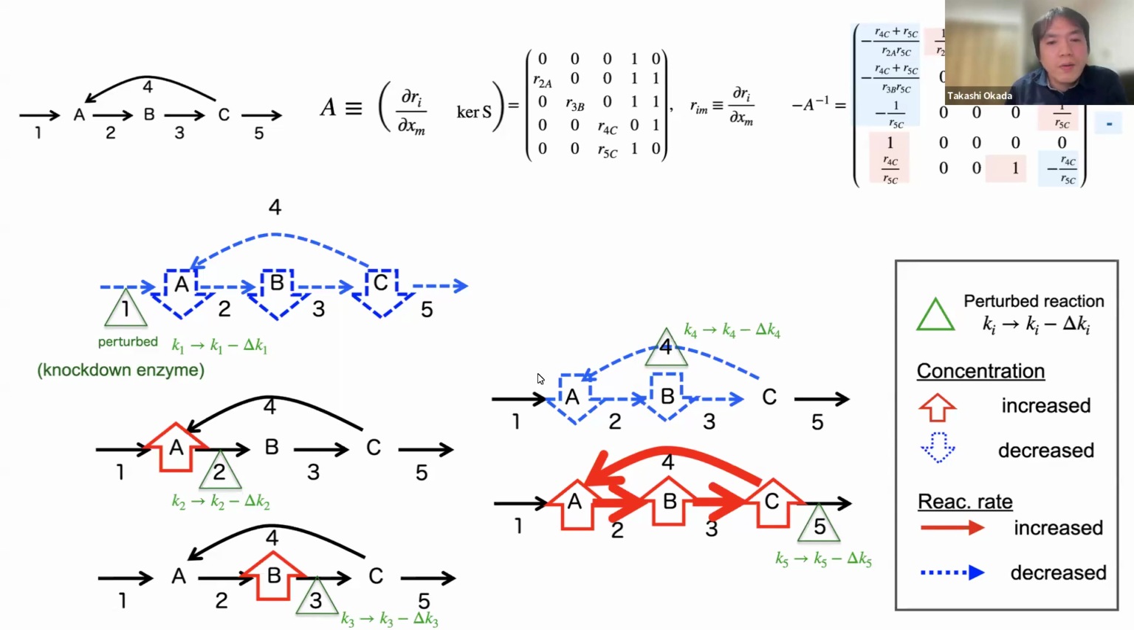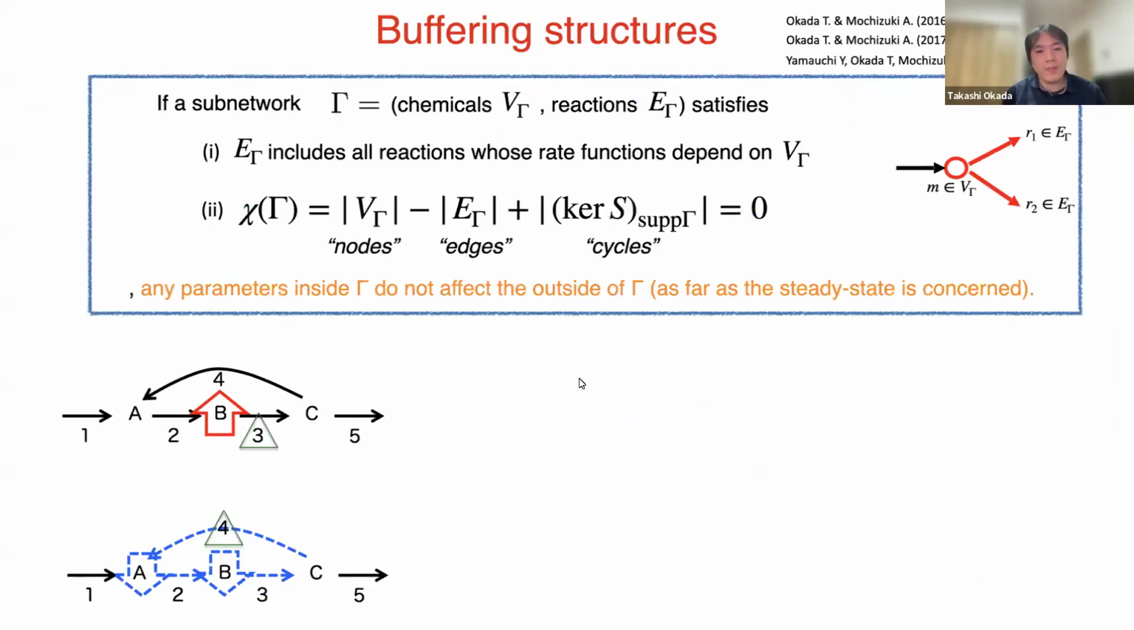We have found a general theorem that determines which part of the network will exhibit non-zero responses to a given perturbation. Here's the theorem. Suppose that a subnetwork gamma satisfies the following two conditions.